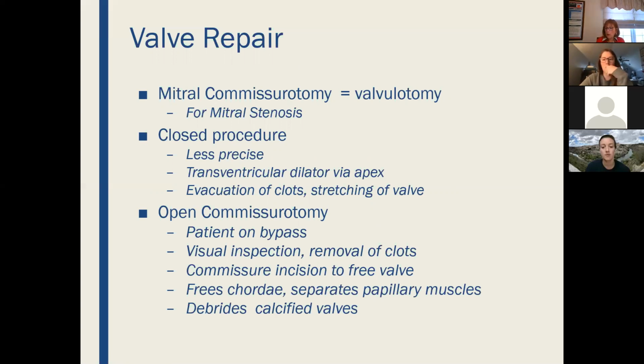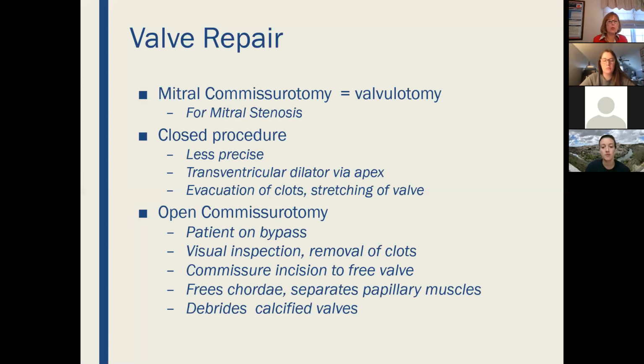They can do a closed procedure. I have pictures of this for you. This is a little less precise. This one, they use a transventricular dilator. So they go up through the apex of your heart, and they bring this dilator all the way up and stretch open your aortic valve. Yeah, it's a little dicey. That one, they go in through the bottom, and usually they have to stitch that at the bottom. And your ventricle is not too thrilled about being stitched upon, so your patient can have arrhythmias from that.